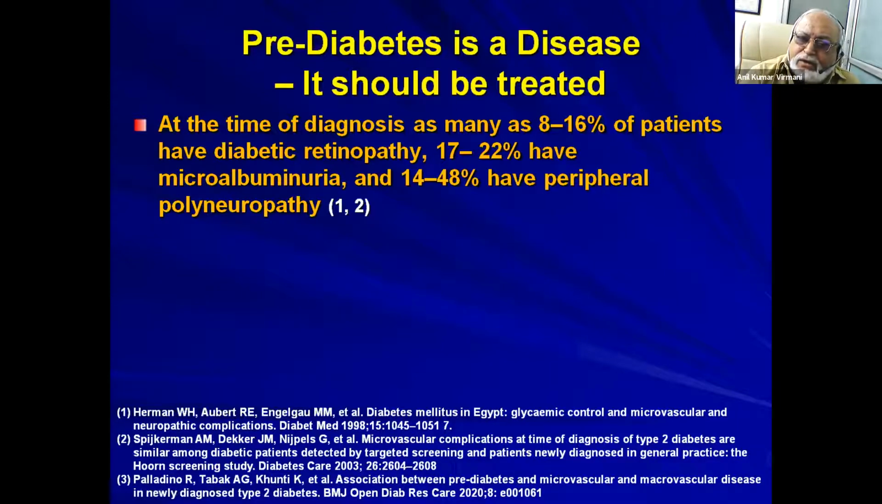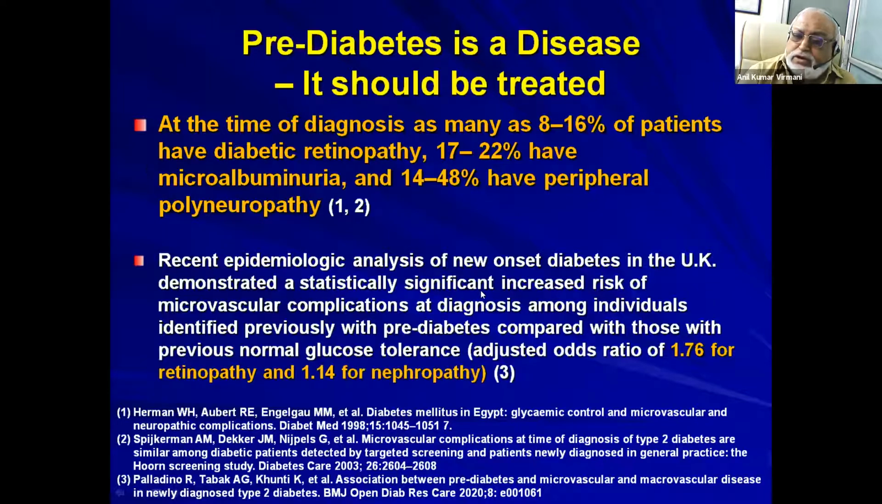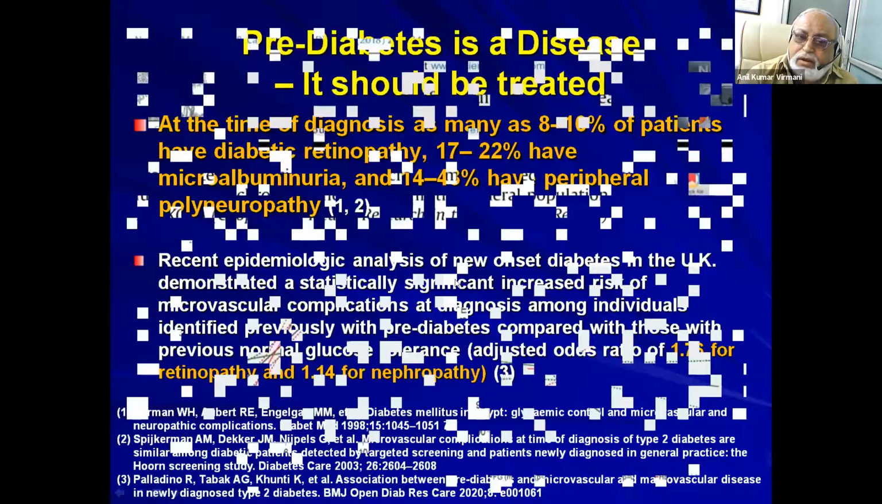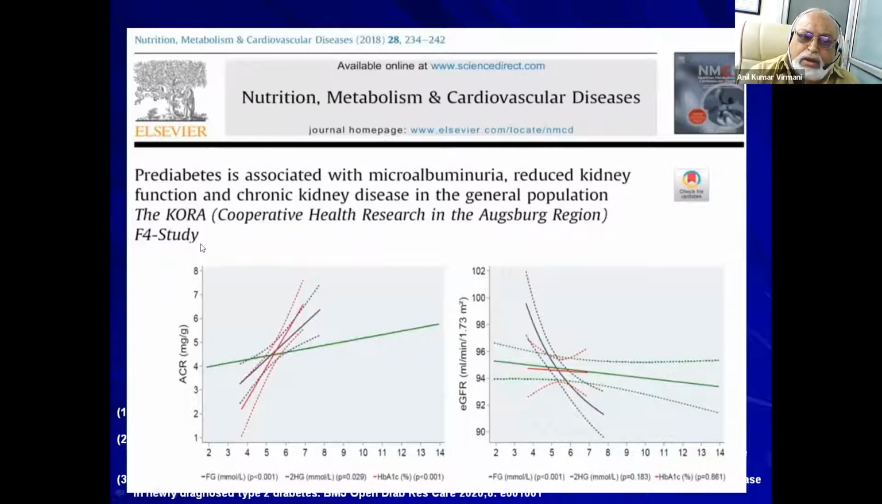Now, at the time of diagnosis of prediabetes, 8 to 16% of patients have diabetic retinopathy, 17 to 22% have microalbuminuria, and 14 to 48% have peripheral neuropathy. And these are the microvascular complications which we thought develop only after these patients develop diabetes. And this is a recent epidemiological analysis from your country, UK, and it has shown that patients identified with prediabetes had a high risk, 1.76 for retinopathy and 1.14 for nephropathy. And this is another study, the CORA study, which showed that prediabetes is associated with microalbuminuria, reduced kidney function, and chronic kidney disease in the general population.